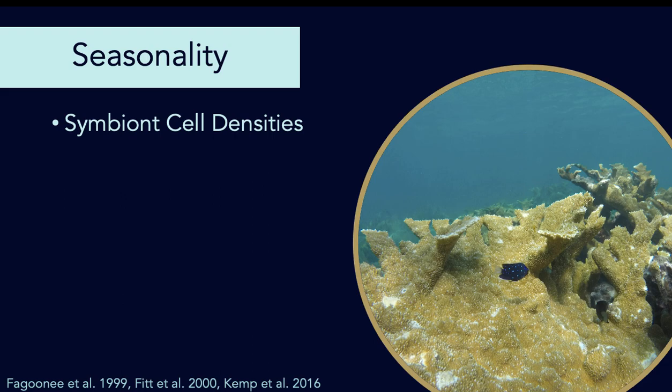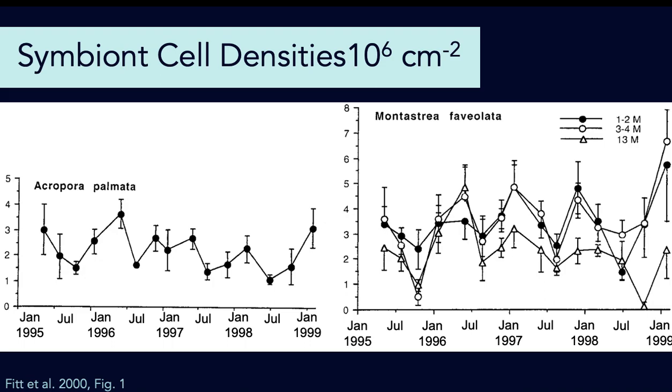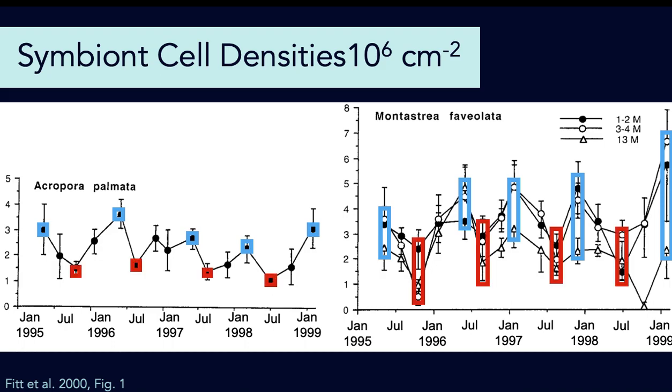So our symbiont cell densities have been known to fluctuate, especially in Caribbean Florida corals. This is from Fitt et al. 2000. You can see there's a natural oscillation in the millions of cells that are kept within the coral's tissues across both these species through time. What's important to note is that we do see higher cell densities occurring in late spring, and we see lower cell densities occurring in late summer.